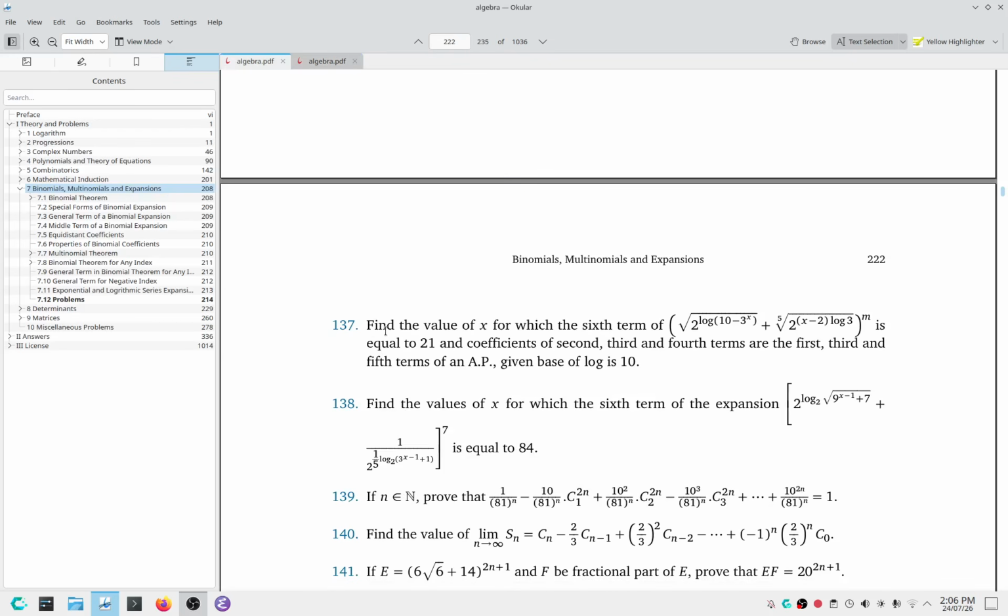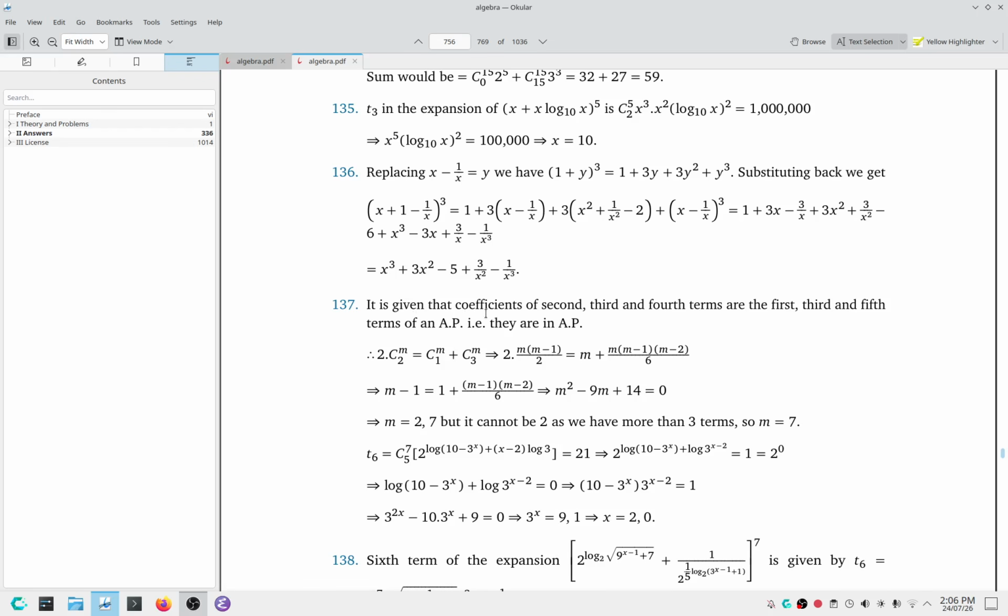Question 137 says find the value of x for which the sixth term of the square root of 2 to the power log of (10 minus 3 to the power x) plus fifth root of 2 to the power (x minus 2) log 3, whole to the power m, is equal to 21, and coefficients of second, third, and fourth terms are the first, third, and fifth terms of an AP. Given base of log is 10. So it is given that coefficients of second, third, and fourth terms are the first, third, and fifth terms of an AP. First, third, fifth terms of an AP means first term would be A, third would be A plus 2D, and fifth term would be A plus 4D. So they will essentially be in AP.